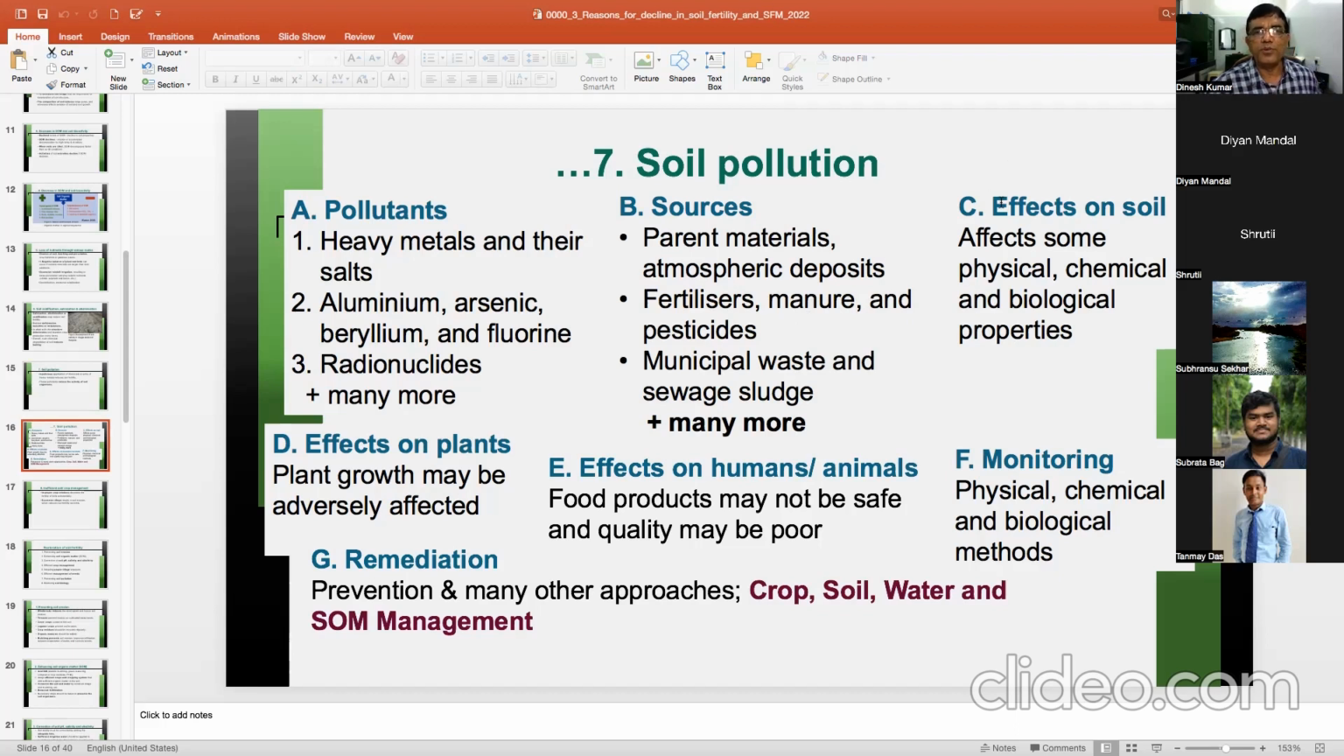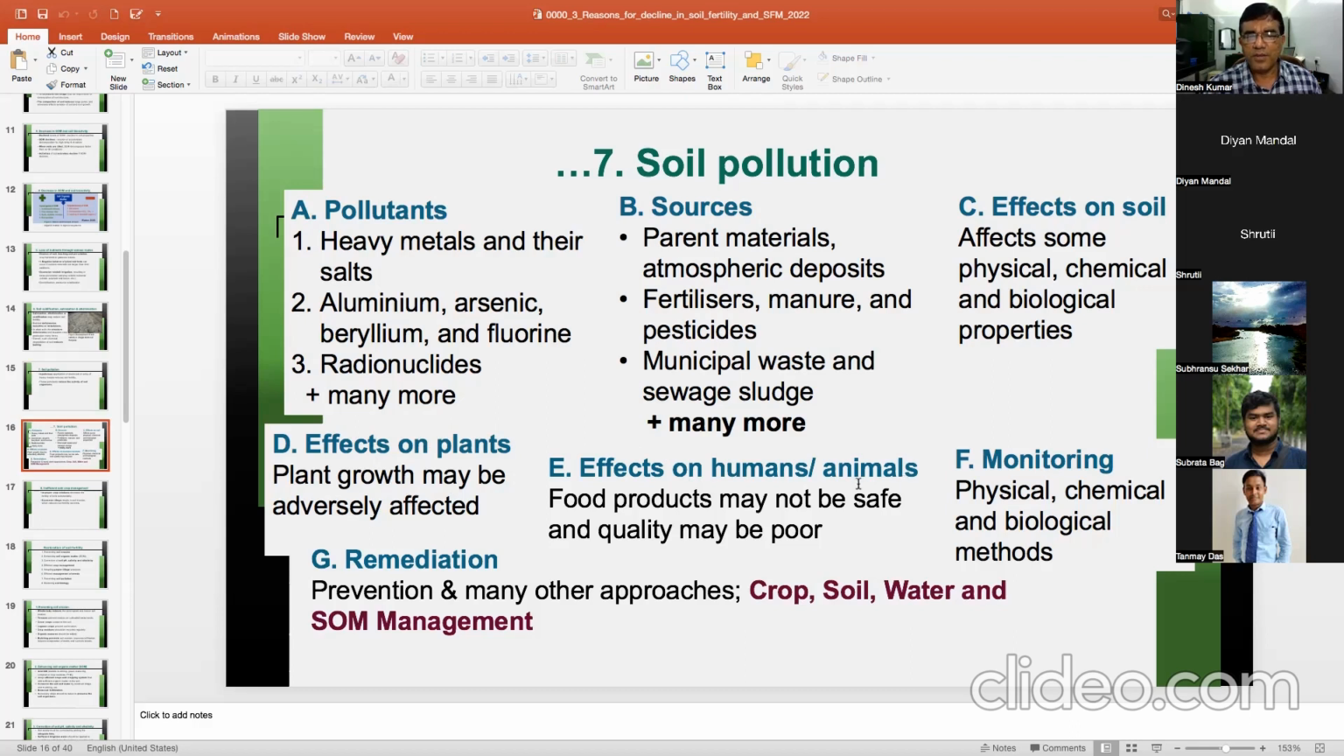How will these pollutants affect the soil? They affect some physical, chemical, and biological properties of the soil. You can go into the detail of how these pollutants affect those properties. In total, they reduce soil fertility, and they can directly affect plant growth. Effect on plants: plant growth may be adversely affected by pollutants. Some can be poisonous, some can be toxic, and some can compete with the uptake of other nutrients.